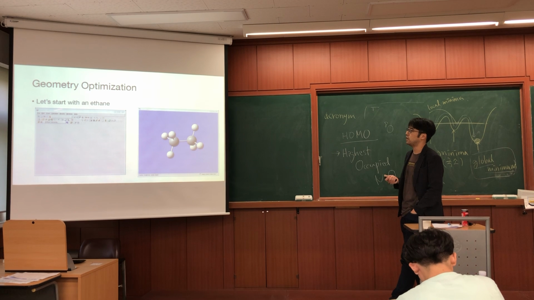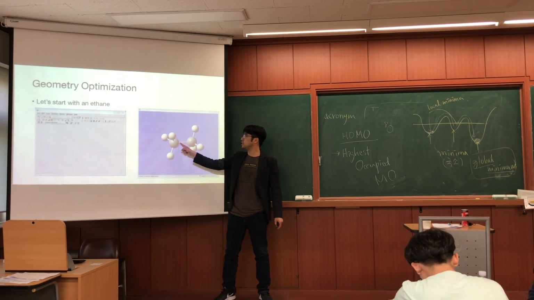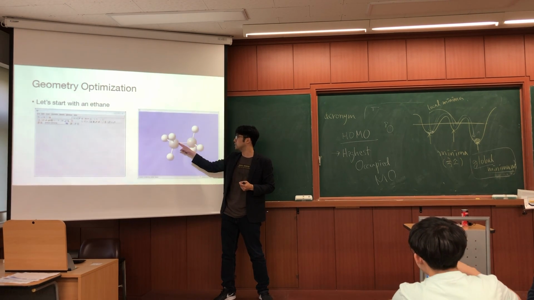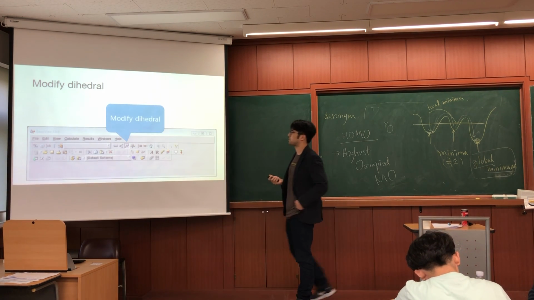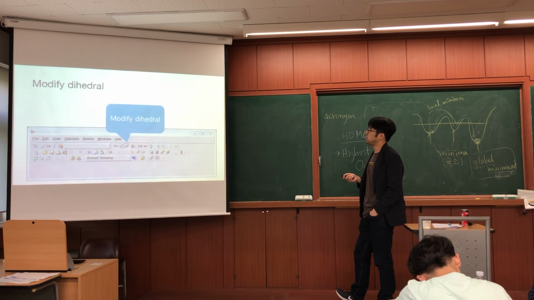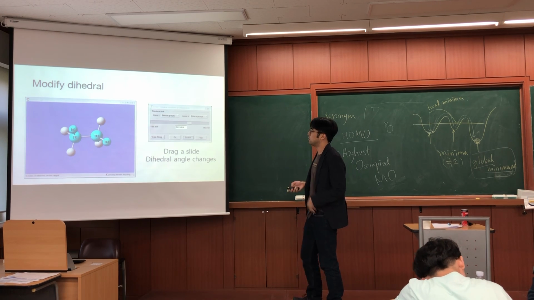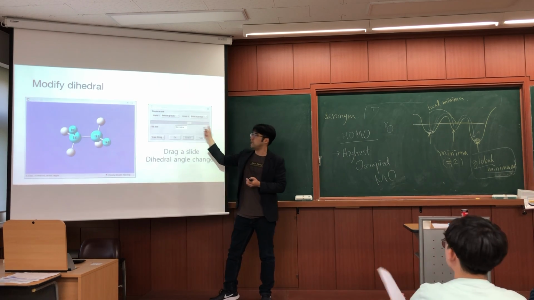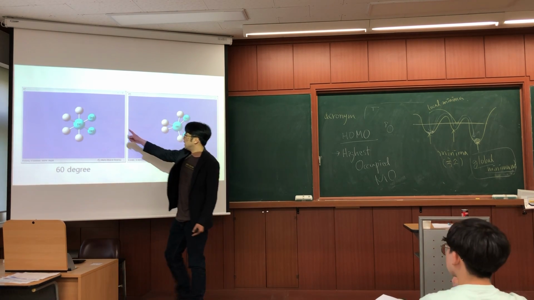We can draw this ethane by using GaussView. You're going to do that on Friday. Here we know that this angle is rotatable, right? This angle is called the dihedral angle, and we can rotate it, right? By changing the dihedral angle, we can set the angle between the 1, 2, 3, 4 atoms by changing this slider. Let's assume that we set the angle as 60 degrees.